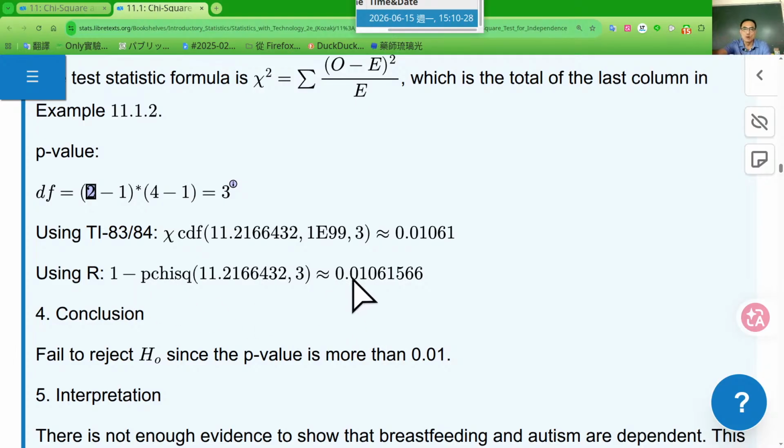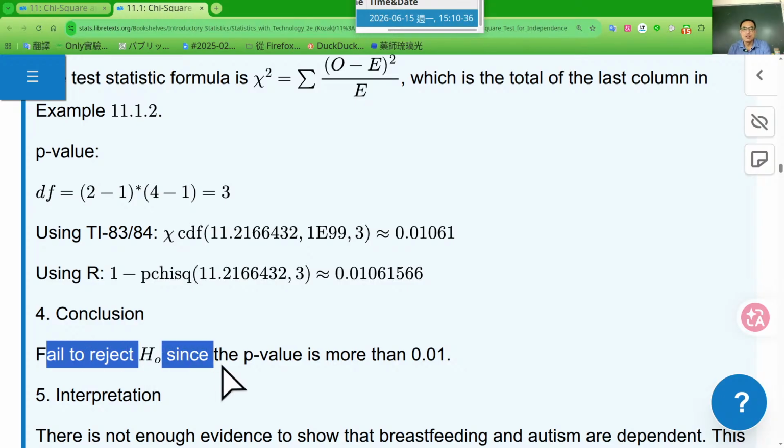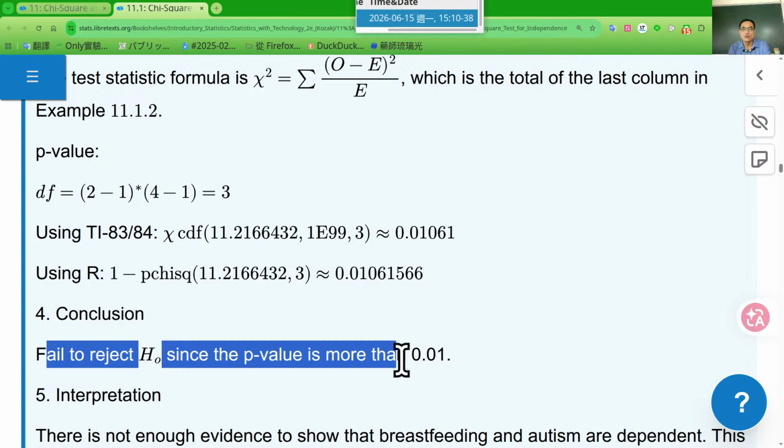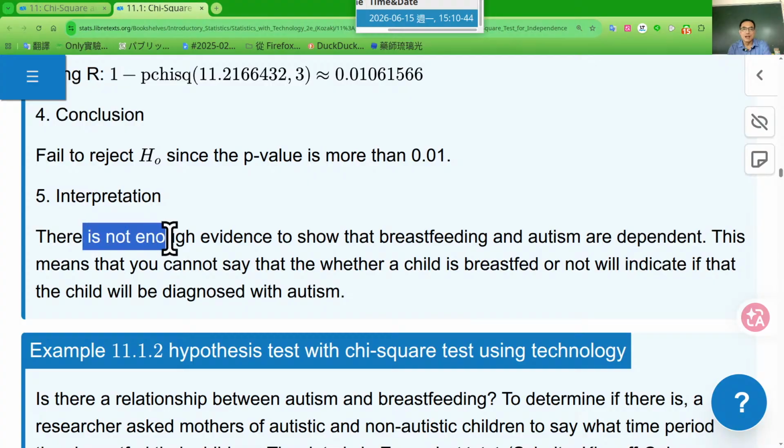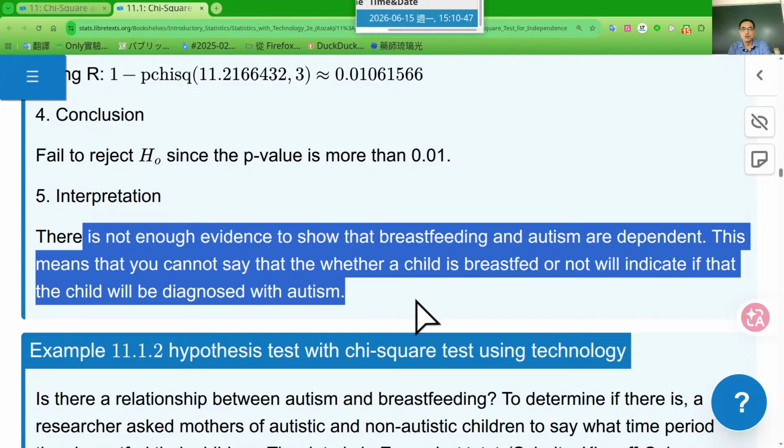The p-value is 0.010, like this one. Thus, fail to reject the null hypothesis since the p-value is more than 0.01. Interpretation: there is not enough evidence to show the breastfeeding and autism are dependent. This means you cannot say that whether a child is breastfed or not will indicate if that child will be diagnosed as autistic, boy or girl.